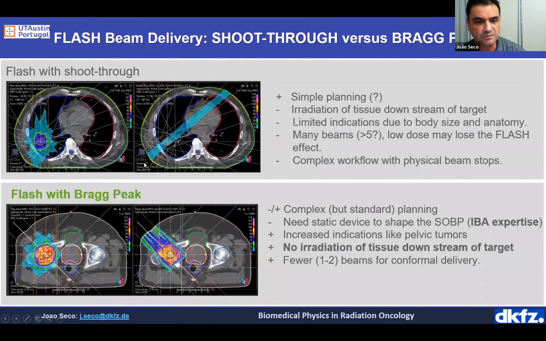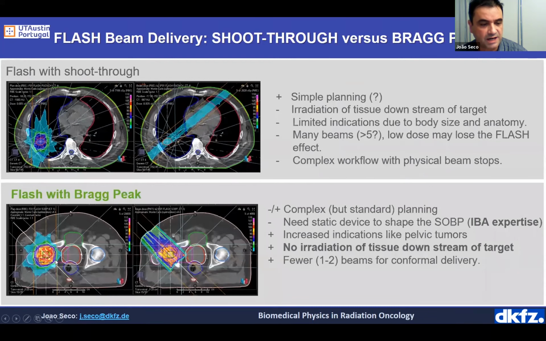In the shoot-through, you put the beams going through the whole patient. So you're using the plateau region of your proton beam. You see one beam goes through, and in order to cover this volume, you need multiple beams to go through. I'm not a big fan of shoot-through technology for flash, but it's one of the things that has been proposed. I think it will be hard to use multiple beams, but it's a possibility.